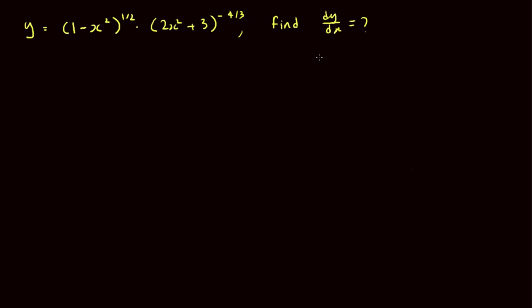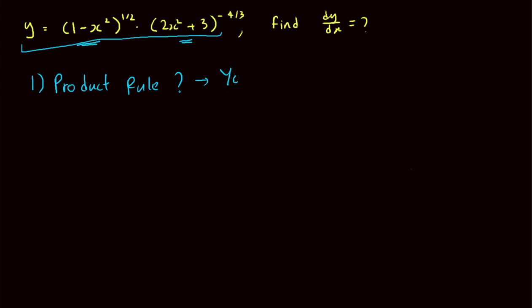Okay, if you have attempted this problem, good, and if not, let's attempt it together. What we can see is that we have two sets of functions, right? y is expressed in terms of (1 minus x squared) to the power of half and (2x squared plus 3) to the power of negative 4 over 3. Now you might be thinking, why not just use the product rule? Yes, we can use the product rule and solve the problem, that is true. That is a viable method, but the question actually wanted us to use the logarithmic method.